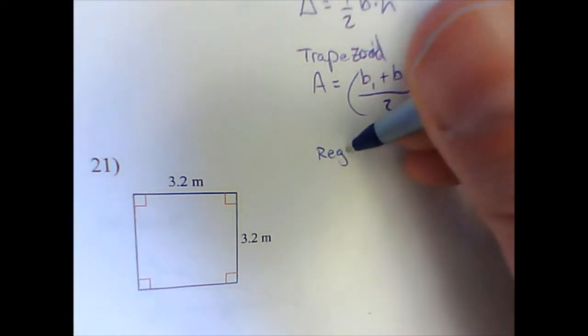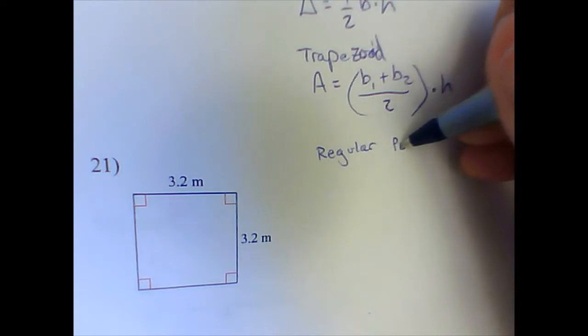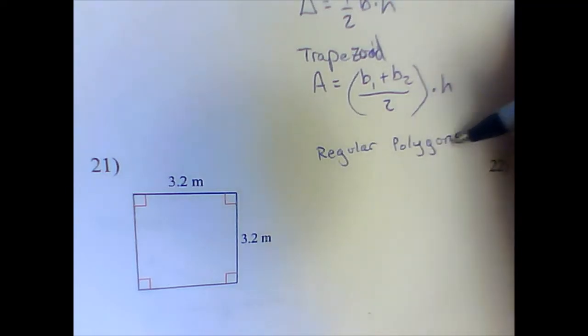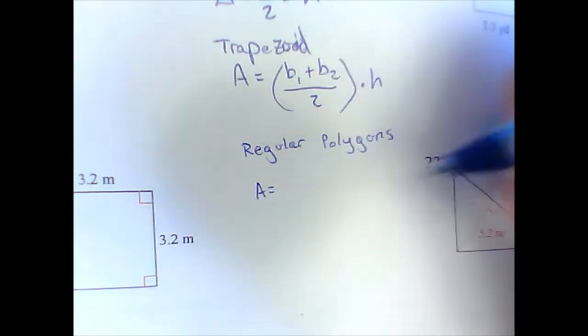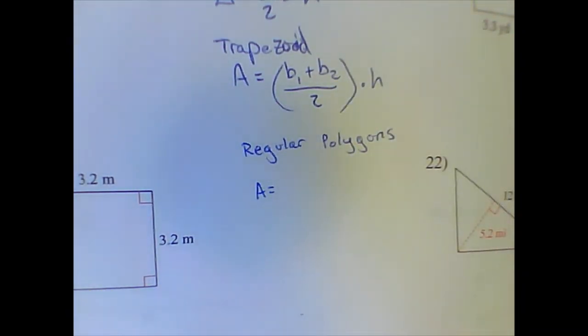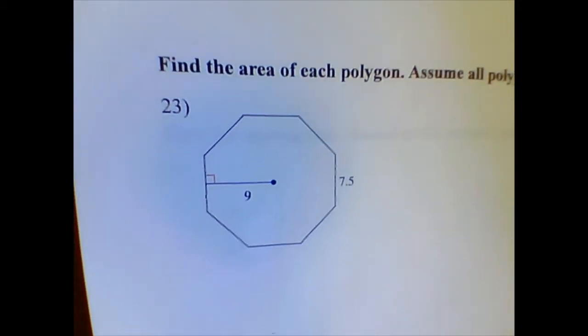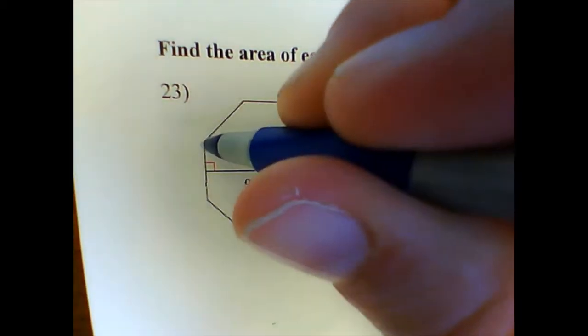Okay, last up, regular polygons. There's a couple of shortcuts in here, but we're going to go for just kind of the normal formula because it works on all of them. Okay, so the area of a regular polygon is a polygon where all the angles and all the sides are the same. Here are some regular polygons.